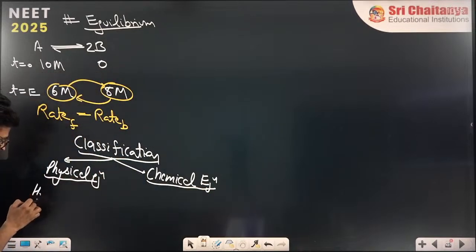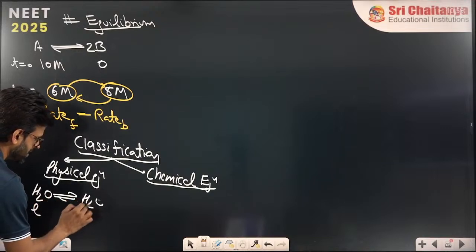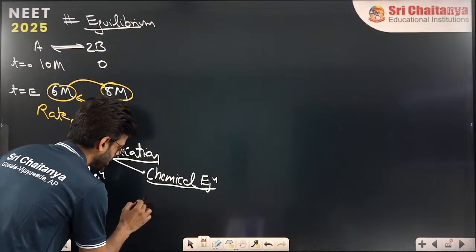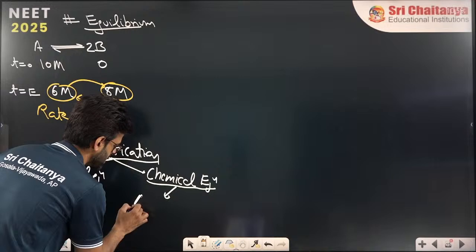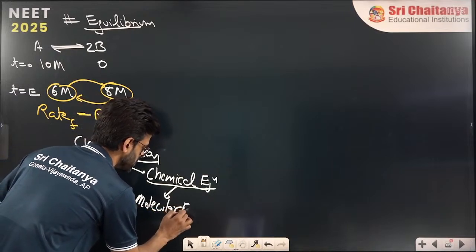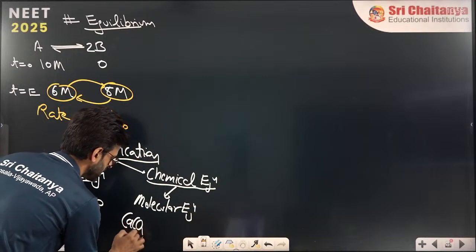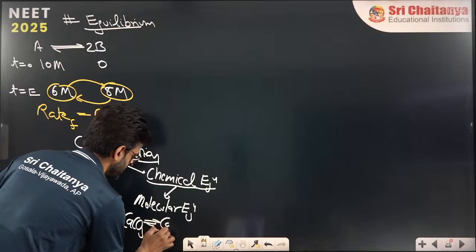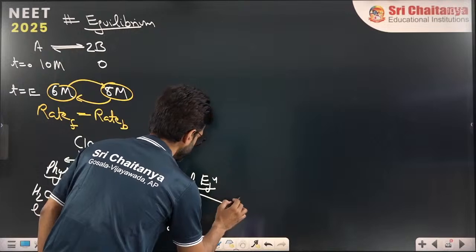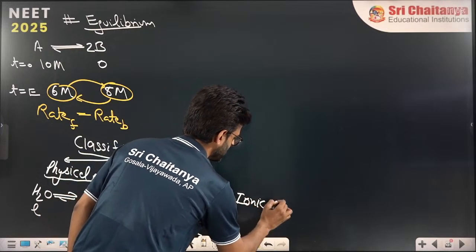I am giving an example: H2O liquid and H2O vapors at equilibrium. So no chemical change, only physical state change. Chemical equilibrium I divide into 2 further parts. One is molecular equilibrium, in which molecules take part. For example, CaCO3 gives CaO and CO2.